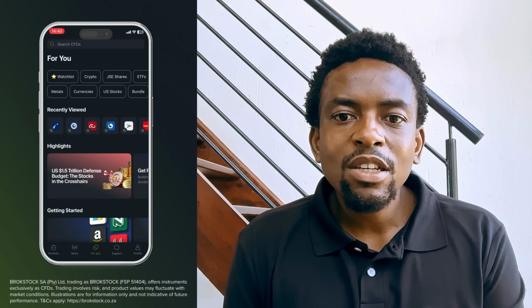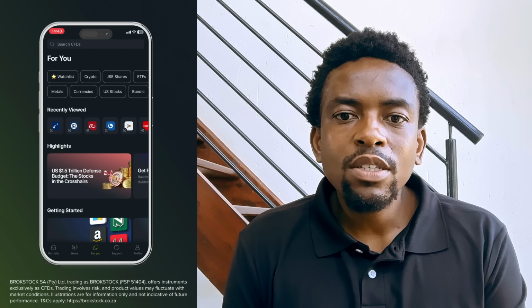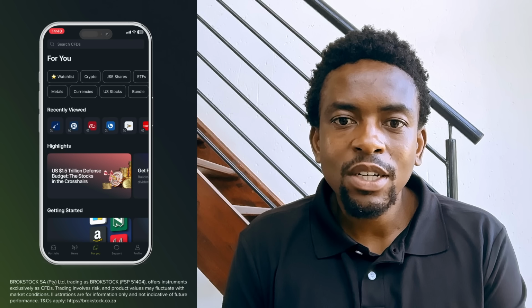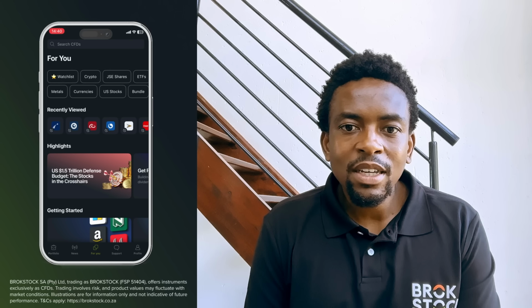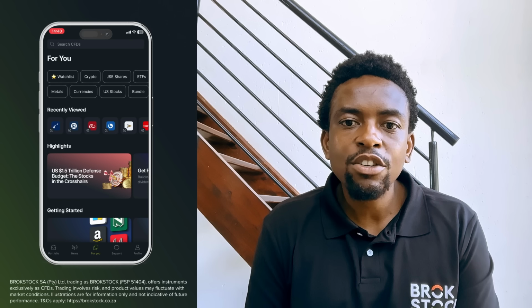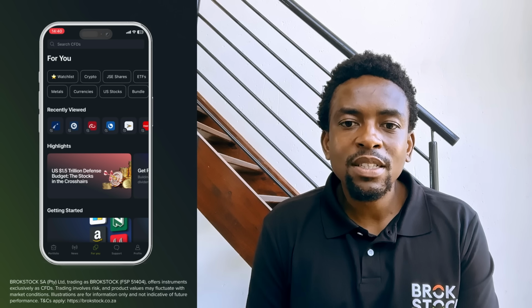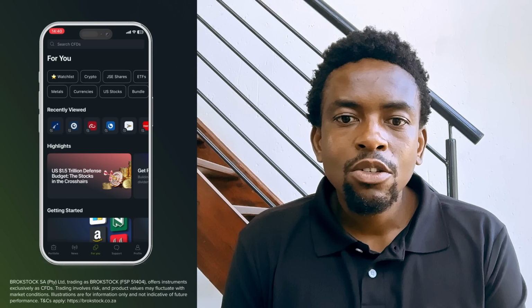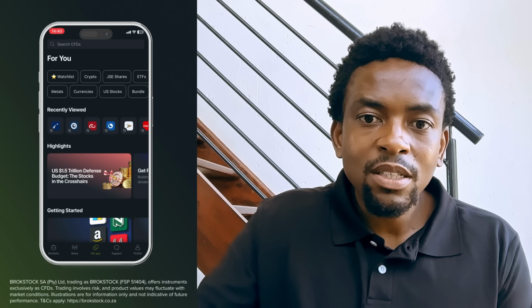The other thing worth noting is that there's always a last day to trade it, known as the ex-dividend date. This is basically the last day you can actually trade to participate in the dividend payment. So we're going to jump into the app and see how we can find them.